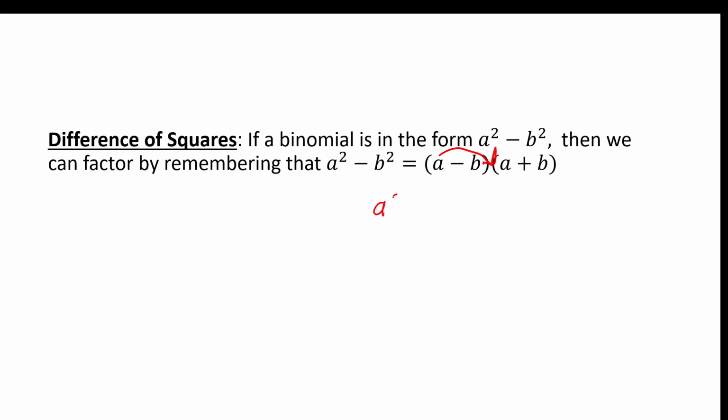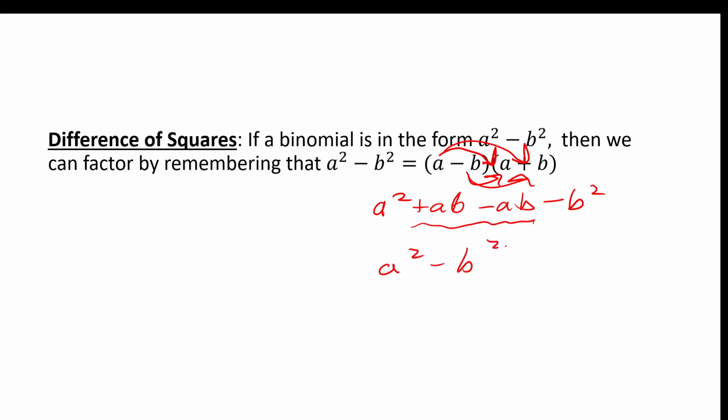A times a is a squared. A times positive b is positive ab. Negative b times a is negative ab. And negative b times positive b is negative b squared. If we then collect up like terms, we see these middle terms cancel, and we're just left with a squared minus b squared, which is what we said it would equal. So we see here that difference of squares actually does work.